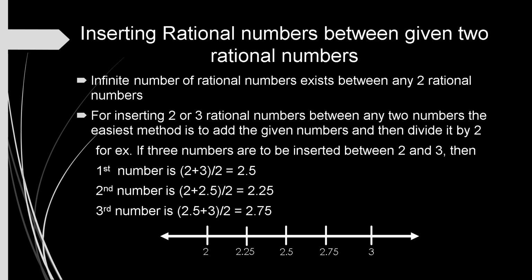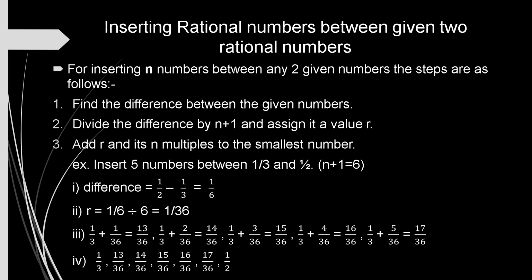Now if we are supposed to insert more than three numbers, that is 4, 5, 6, or more, between any two given numbers, we are supposed to follow these steps. The first is we are supposed to find the difference between the two given numbers. If it is 2 and 3, then the difference is 1. Then we are supposed to divide that difference by n plus 1.